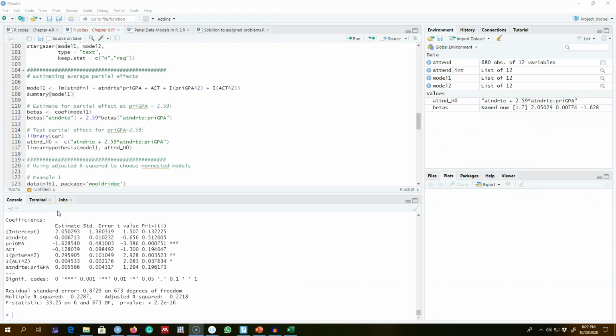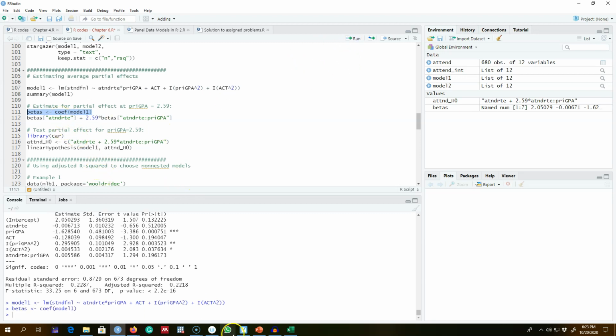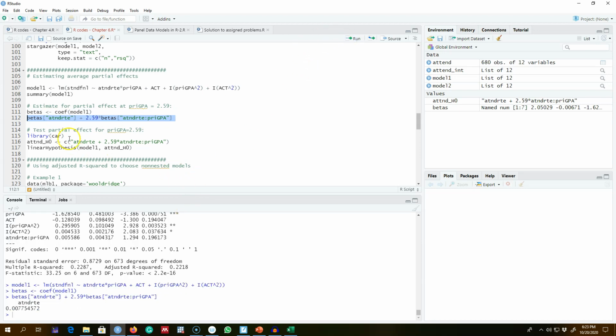Okay, so we can also calculate average partial effects by regressing this model. So I'm going to regress this model, and then I'm going to extract all these coefficient values and save them as betas. This function coef will extract all these coefficient values, and next I'm going to use the formula that I showed you earlier, that is beta from attendance plus 2.59 times the beta of the interaction term, and in this way we'll be able to calculate beta 1 plus 2.59 times beta 6.